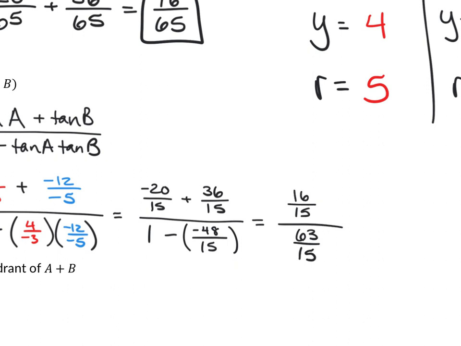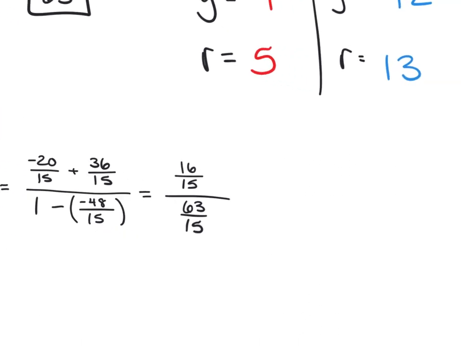Now we're dividing fractions. You know these rules now. What's the rule on dividing fractions? Keep, change, flip. I notice now that you have a 15 on both sides. They cancel out. This is 16 over 63.